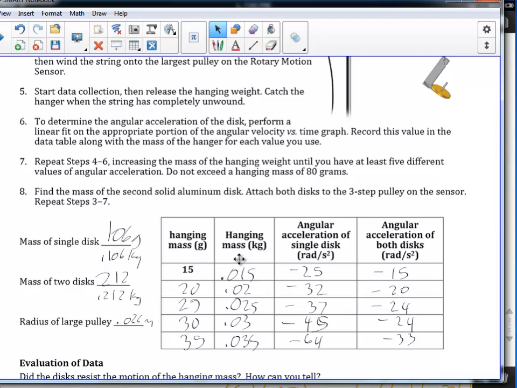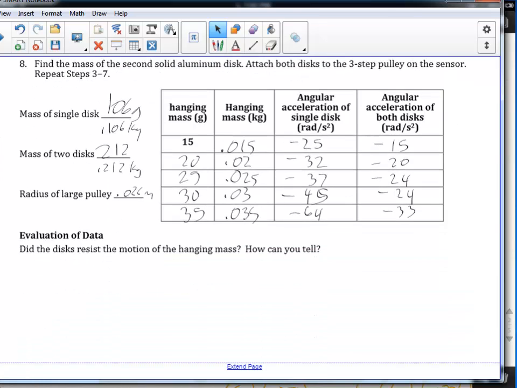Okay, here's the numbers that my class got. I more or less rounded, but they used 15, 20, 25, 30, 35 grams, so convert that to kilograms. These are the angular accelerations they measured, give or take a little. They're negative because this thing was falling down, although we're going to ignore that in a minute. It's a direction indicator, not a value indicator. Remember that. Okay, so this is where we're at. I think you had similar data to this.